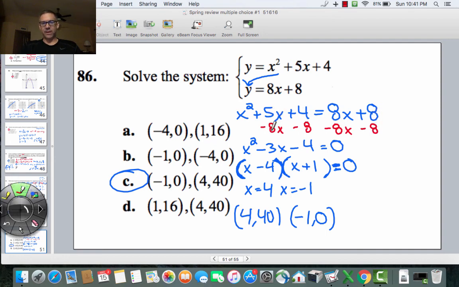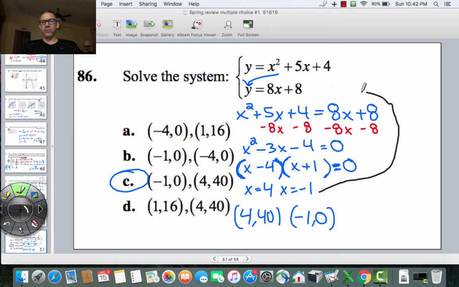So 5x minus 8x is minus 3x. 4 minus 8 is minus 4. And then we do a little double bubble, and this is how it factors: x minus 4 times x plus 1. And set each of your factors equal to 0 to get your x coordinates. So we have x equals 4 and x equals negative 1.